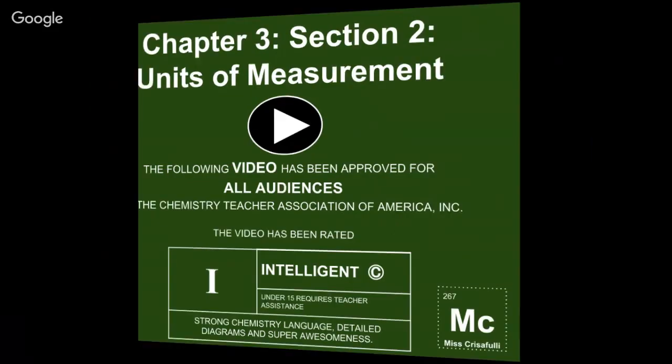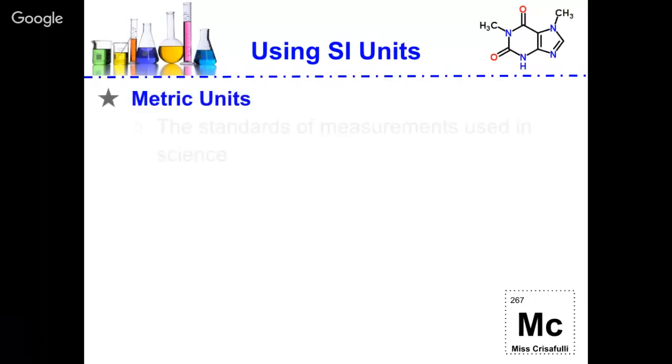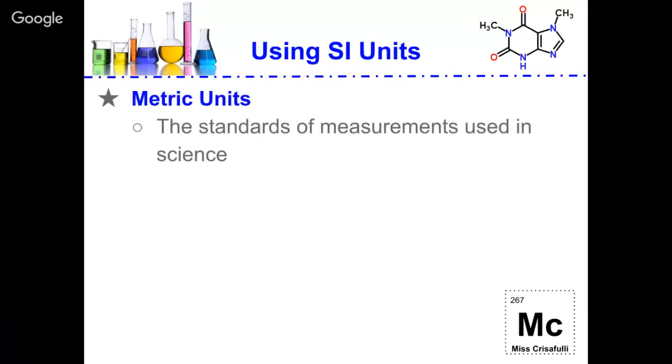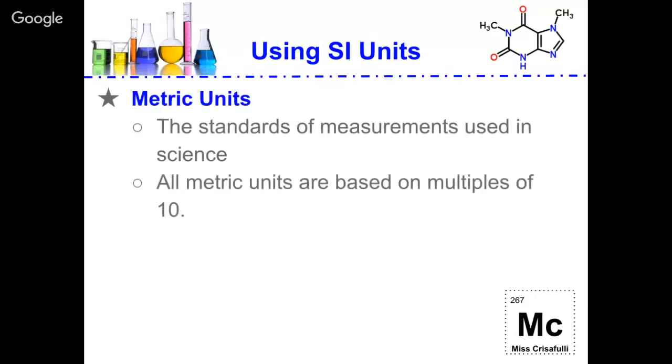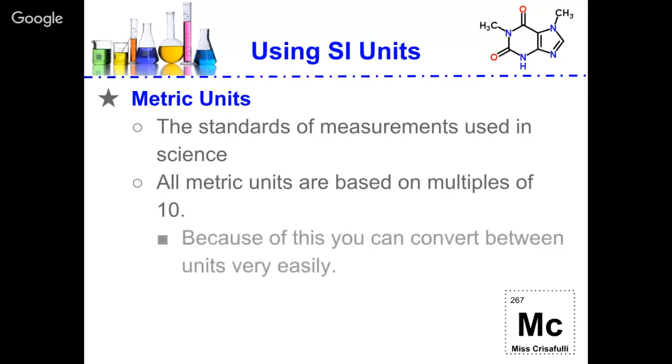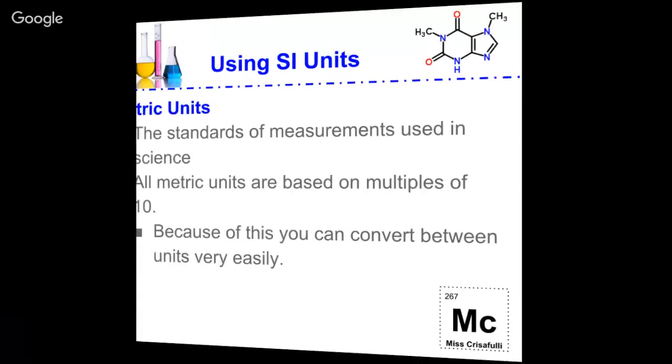So let's talk about using SI units. First, metric units are standard measurements used in science, and all metric units are based on multiples of 10. Because they're based on multiples of 10, it is easy for us to convert between these units.